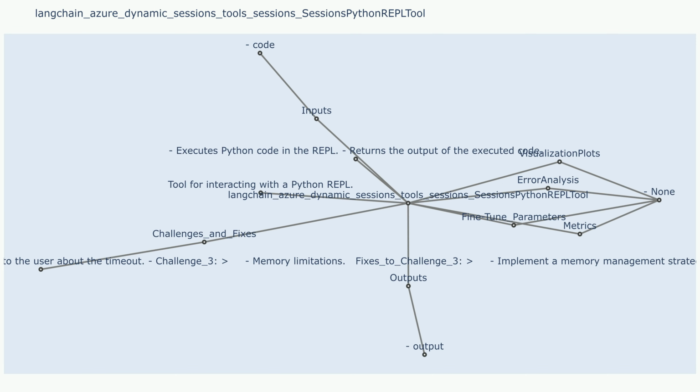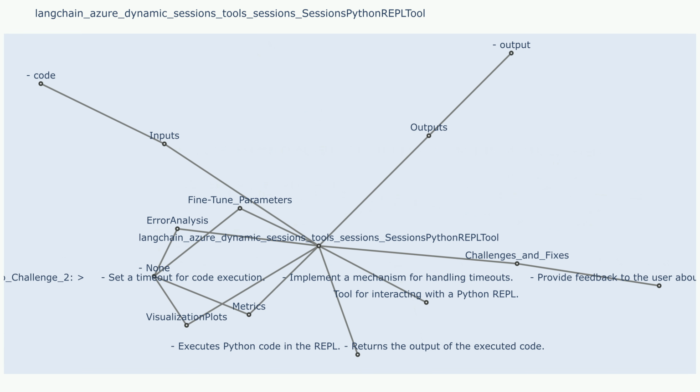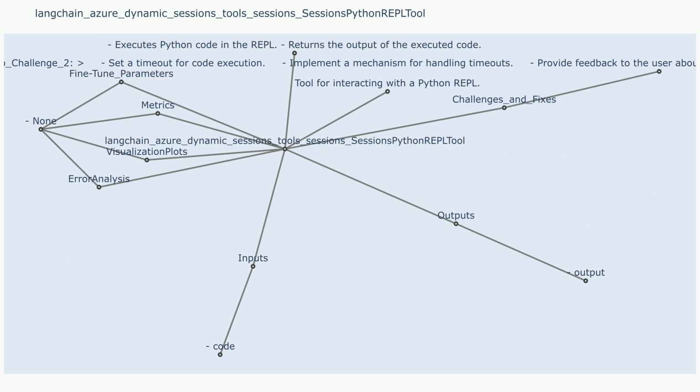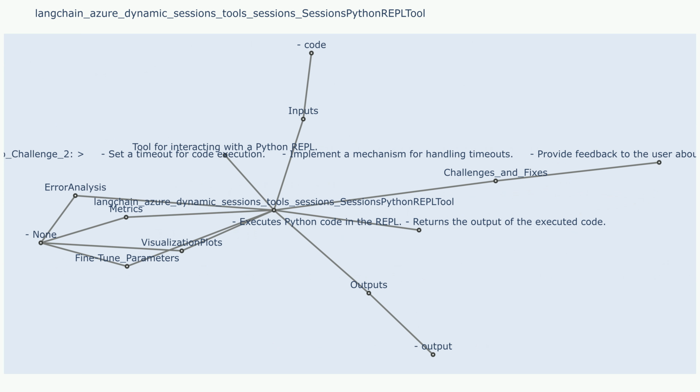Langchain Azure Dynamic Sessions Tools. Sessions Python REPL tool. Description: This tool provides a Python REPL (read-eval-print loop) within a Langchain session, allowing users to execute Python code directly. It acts as a bridge between the language model's capabilities and custom Python code execution, making it possible to perform complex operations and retrieve specific data.